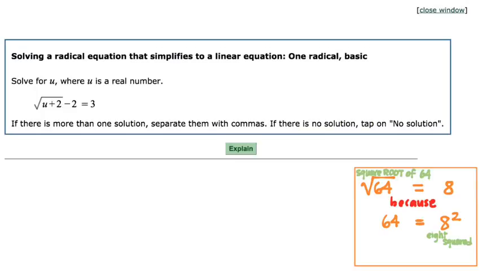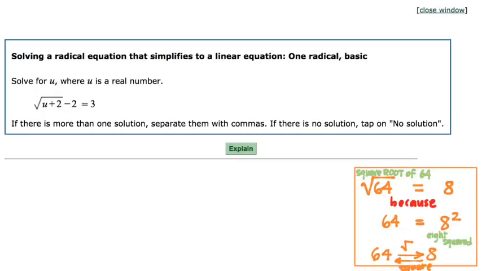The square root is the opposite operation to squaring. The square root of 64 is 8 because 8 squared is 64. So 64, the square root brings you to the smaller number 8. The square, the second power, brings you back to 64. So whatever squaring does, the square root undoes.